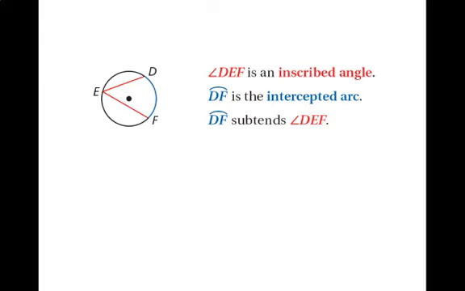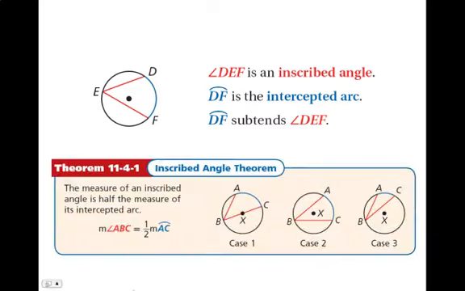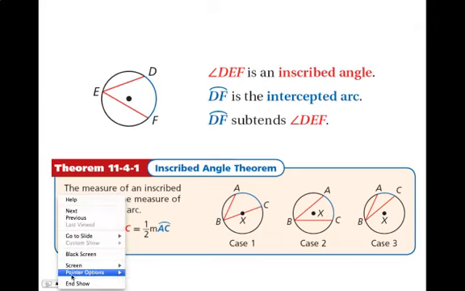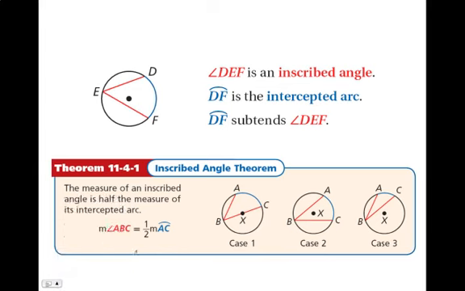Let's look at what these mean. Angle DEF is the inscribed angle. Notice the vertex is on the circle. Arc DF is the intercepted arc, because you notice that angle DEF opens up to arc DF, right here and right here. Arc DF subtends angle DEF.